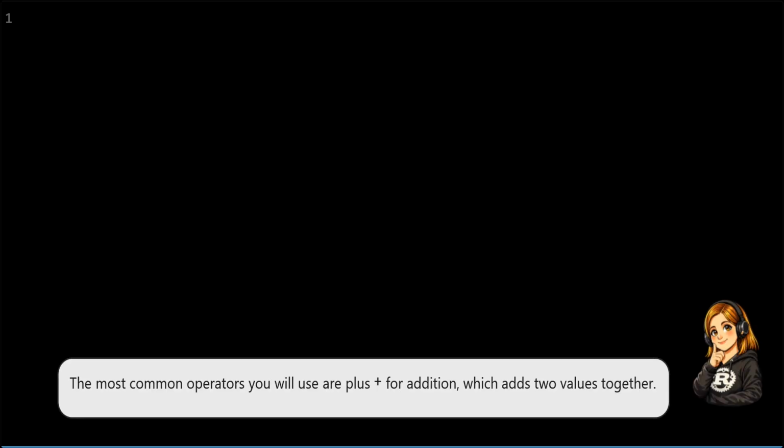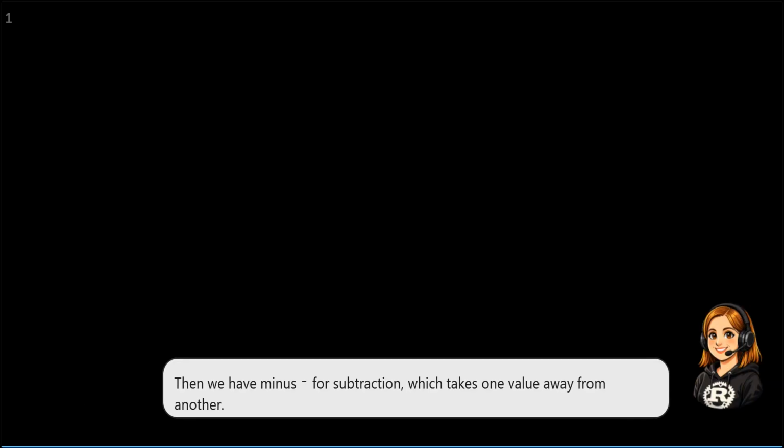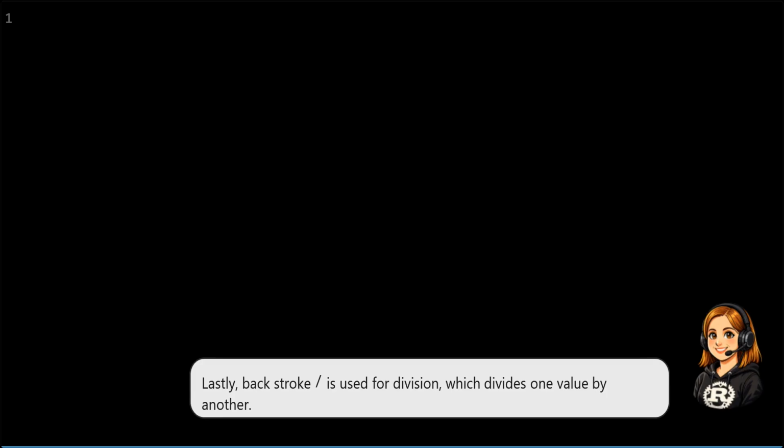The most common operators you will use are plus for addition, which adds two values together. Then we have minus for subtraction, which takes one value away from another. Then we have the asterisk for multiplication, which multiplies two values together. Lastly, backslash is used for division, which divides one value by another. Let's get started.